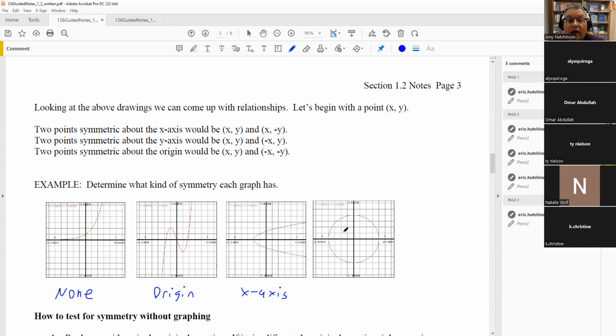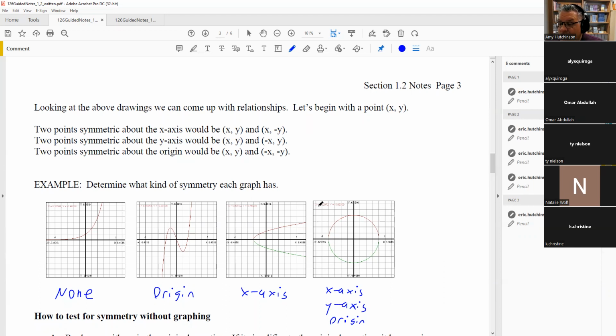For the circle that we have here, if I fold it over across the x-axis, the y-axis, I have the same thing in opposite quadrants. So this actually has all three symmetries. It's one of the very few graphs that actually have all three symmetries. If you have a circle or an ellipse or something like that, it's going to have all three. So it has x-axis, y-axis, and origin symmetry. So it has all three of those for this one.